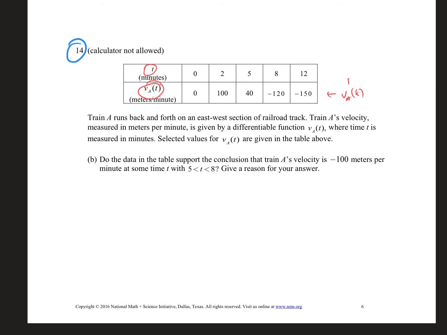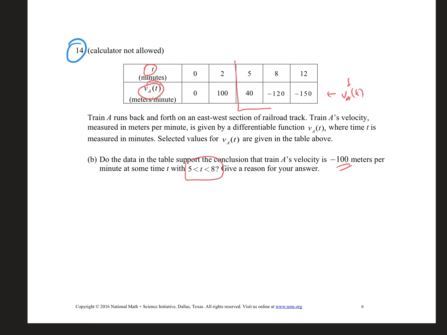Anytime we're talking about velocity, then this would be thinking about one of the IVT or the EVT. If we were asked about the derivative of velocity, which is acceleration, we would be thinking of mean value theorem. So the question, part B, says, do the data in the table support the conclusion that train A's velocity is negative 100 meters per minute at some time between 5 and 8?